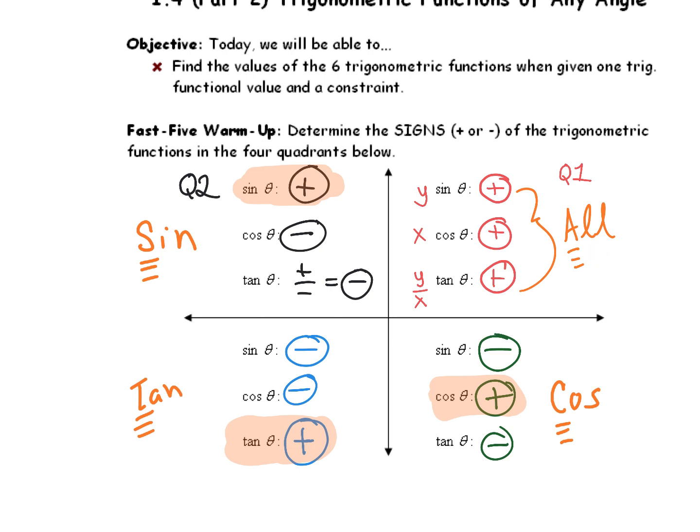So again, in quadrant 1, everything is positive. In quadrant 2, just your sine and then cosecant are positive. In quadrant 3, tangent is the only positive one, so is cotangent. And then lastly, in quadrant 4, cosine and then secant are positive. So all students take classes.